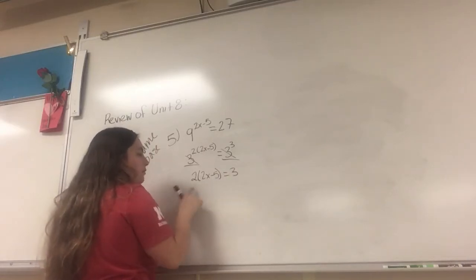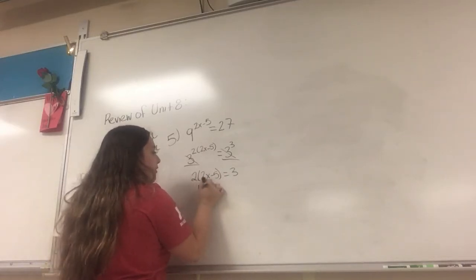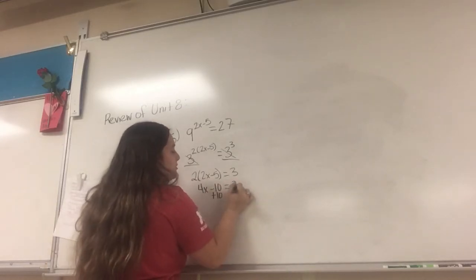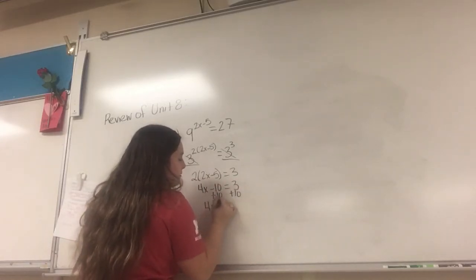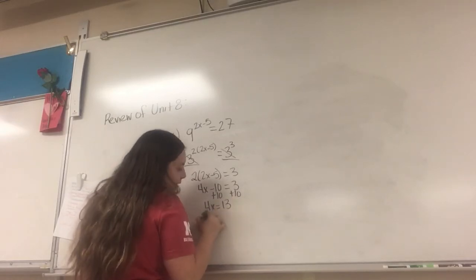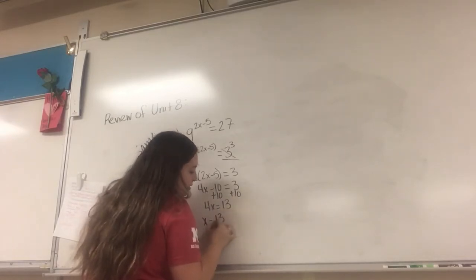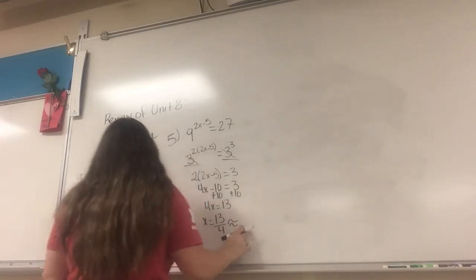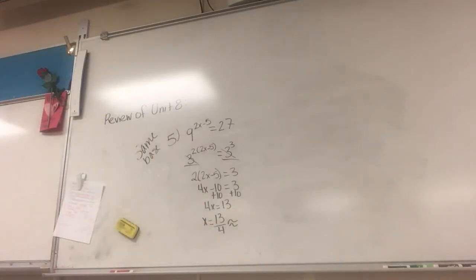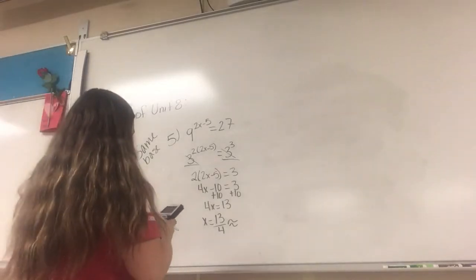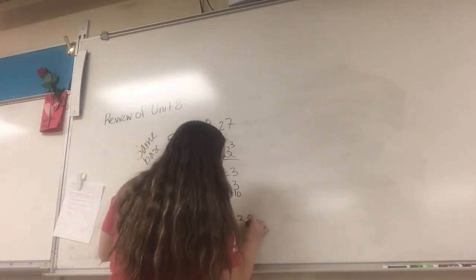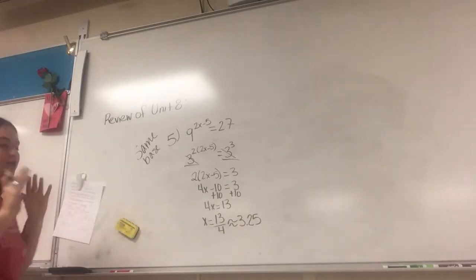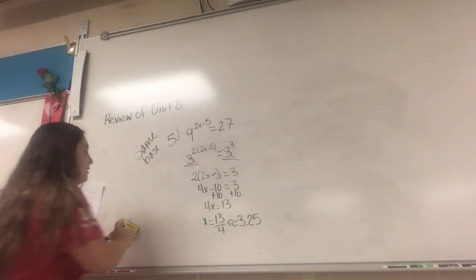So it's just solving once again. We distribute to get 4x - 10 equal to 3. I'm going to add 10 to both sides. We get 4x equals 13. Divide by 4 to get x equals 13 over 4, or its equivalent of 3.25. Okay. Again, this is all just quick review, making sure you remember how to do this.